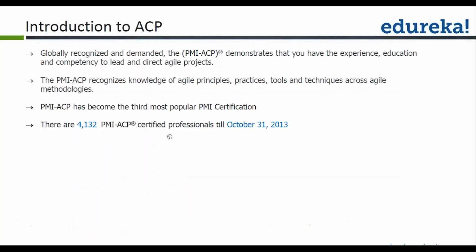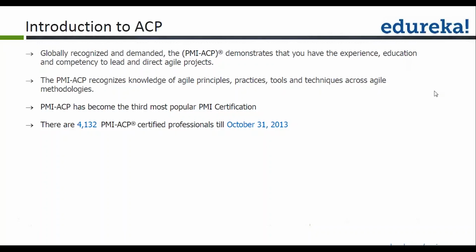As I said, PMI-ACP is a certificate which has been developed and designed by a body called PMI, or Project Management Institute, and it's one of the world's most recognized and demanded agile certifications. It demonstrates that you have the experience, education, and competency to lead and direct agile projects. This certificate is divided into agile principles, practices, tools, and techniques across all the agile methodologies.